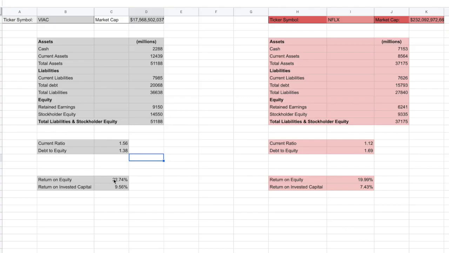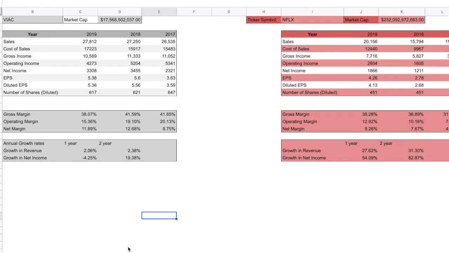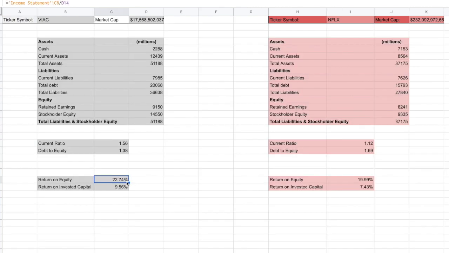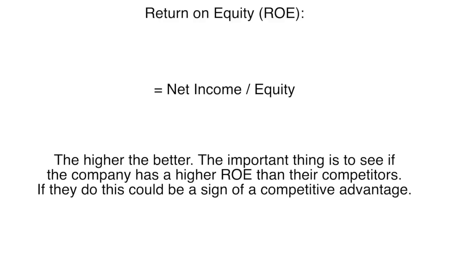To calculate these ratios, you also need to look at the income statement data. To get the return on equity, you have to take the net income that a company makes. So for example, in 2019, Viacom made around $3.3 billion. So we take that number and we divide it by the total equity within the company. In Viacom's case, we get a number of 22%, which is really high. The higher the return on equity, the better.